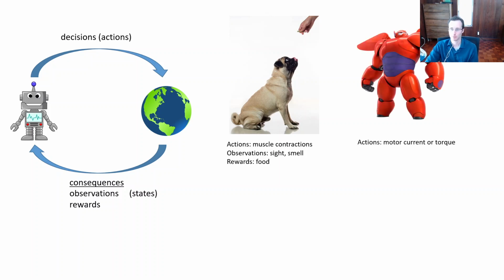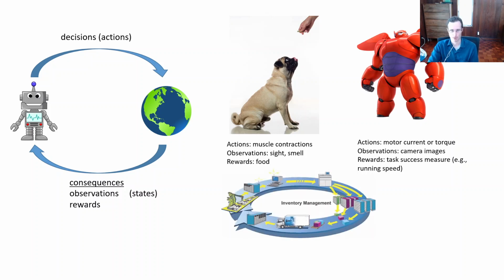Here's another example. Maybe you have a robot. Its actions might be the motor current or torque, some kind of actuation command sent to its motors. Its observations might be the readings from its sensors, like camera images. And its reward might be some measure of task success. Maybe this robot needs to run as fast as possible to reach a destination, so its reward function might be the running speed, or it might be whether it reached the destination or not. Just maybe it receives a +1 when it reaches the destination successfully, and a -1 otherwise.